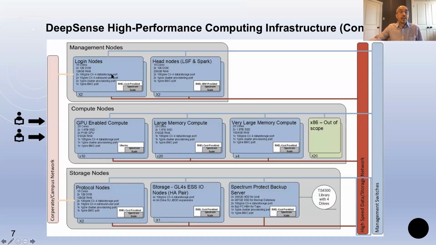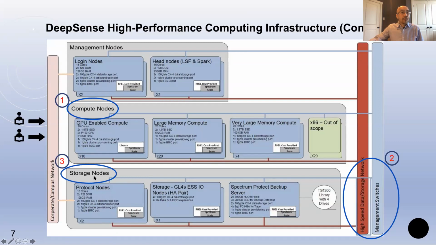So you log in to the login nodes, so you can interact with the compute nodes here. We have three kinds of compute nodes: GPU nodes, large memory nodes, and very large memory nodes. We don't have x86. And all the machines on this cluster are connected by the high-speed data storage network, like I just mentioned on the previous slide.